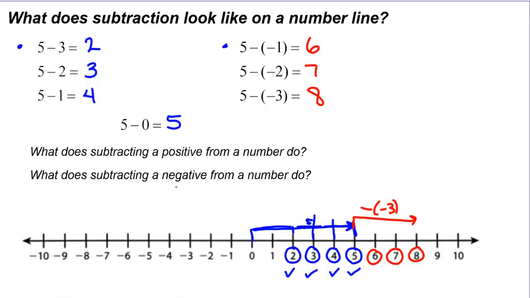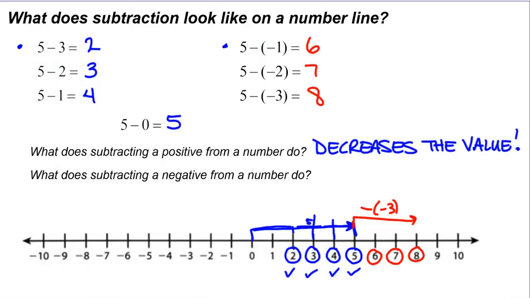So here are the questions. What does subtracting a positive from a number do? So that was all the first ones here in blue. Subtracting a positive from a number decreases the value. When we take something positive away, the value is decreased. So it decreases the value.